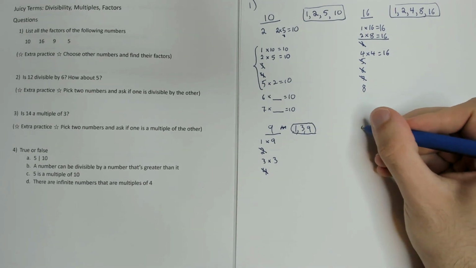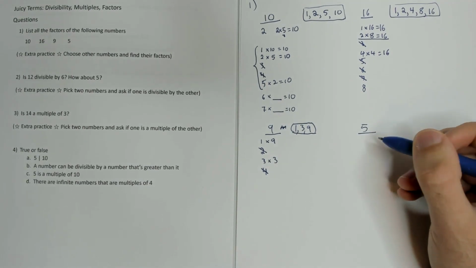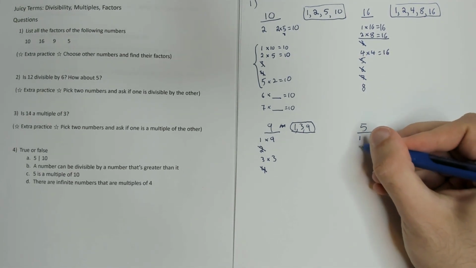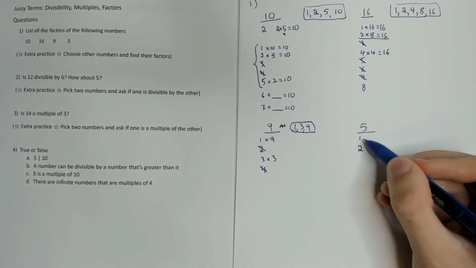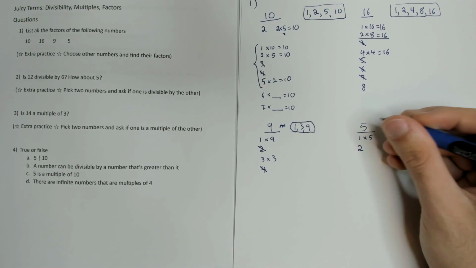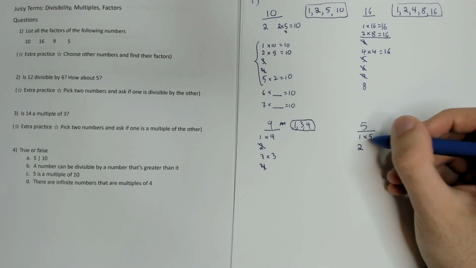And lastly here we have 5. So similar to 9, when we divide 5 by 2, we're going to get a decimal number. We're going to get 2.5. So we just have to check numbers 1 and 2. Well, 1 works, and 1 works for any number, right? We know that 1 times 5 gives us 5. So 1 and 5 will be factors.